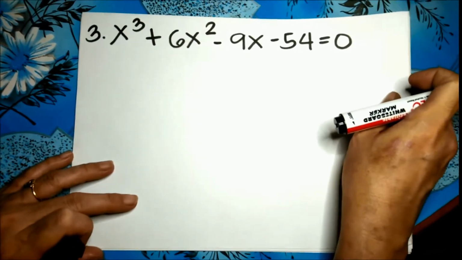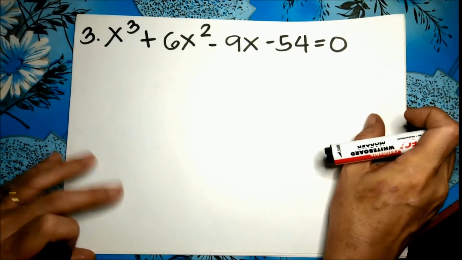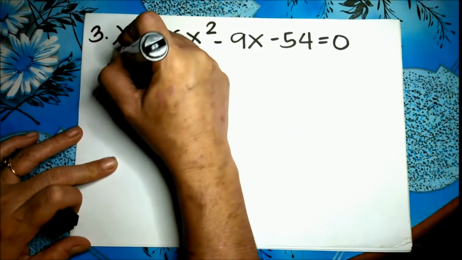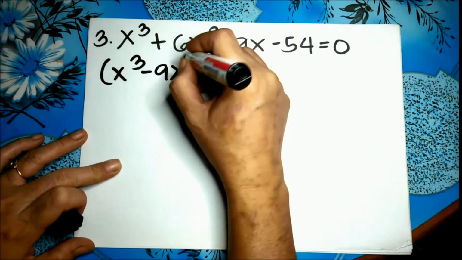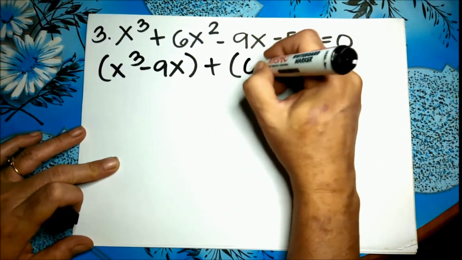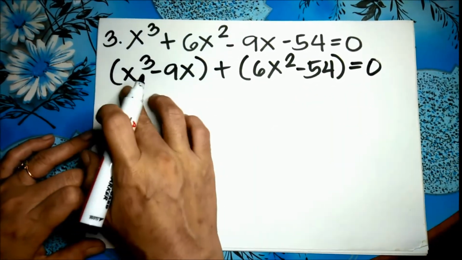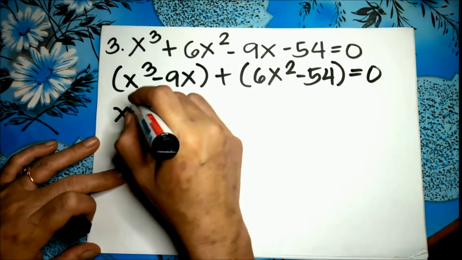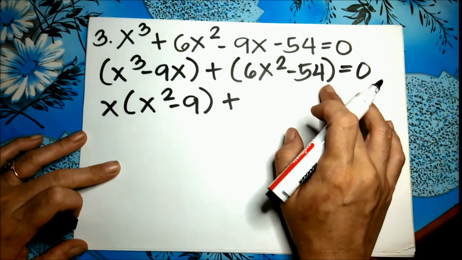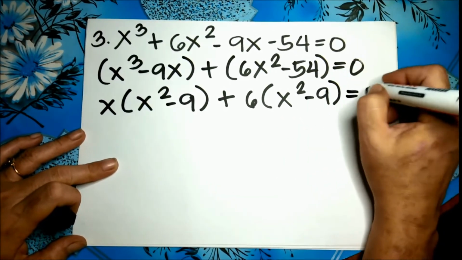For number 3, notice that we cannot apply the zero product property. So what we're going to do is to factor, or use factoring by grouping. So let us try to group x cubed and negative 9x. Then we group 6x squared and negative 54. Again, that is equal to 0. Now, factoring out the common factor, we have x times (x squared minus 9), plus the common factor of 6 and 54 is 6, so we have 6 times (x squared minus 9) equal to 0.